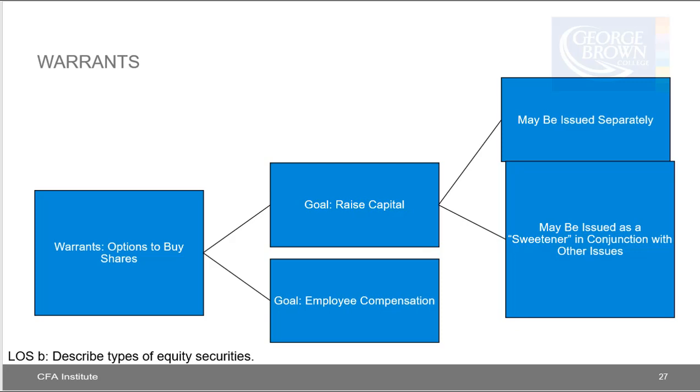Companies may also issue warrants to employees as a form of compensation, in which case they are referred to as employee stock options. When warrants are used as employee compensation, the goal is to align the objectives of the employees with those of the shareholders, so everyone's rowing in the same direction. Many companies compensate their senior management with salaries and some form of equity-based compensation, which may include employee stock options.